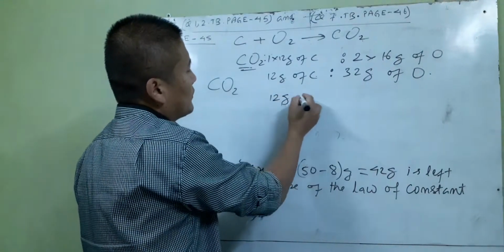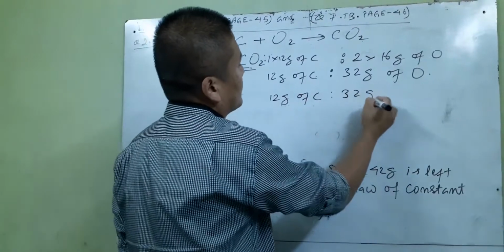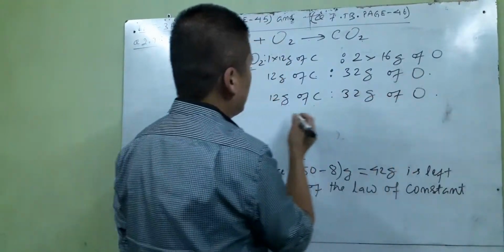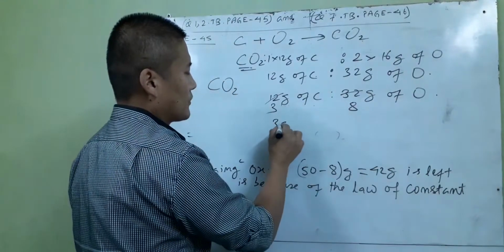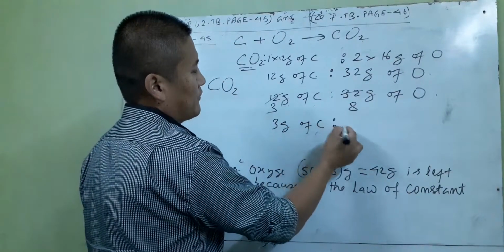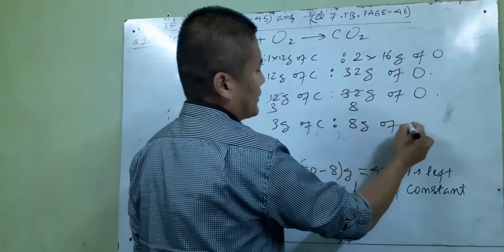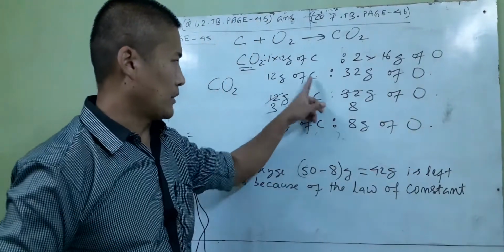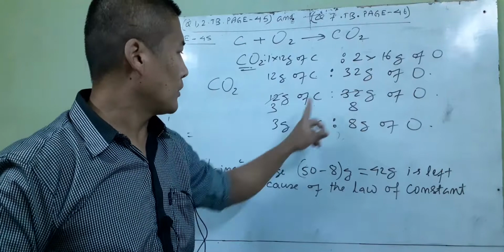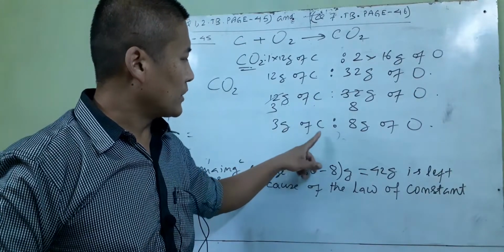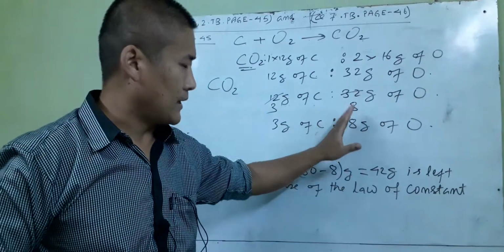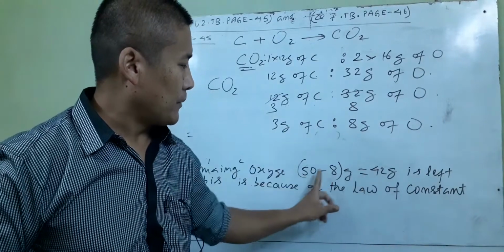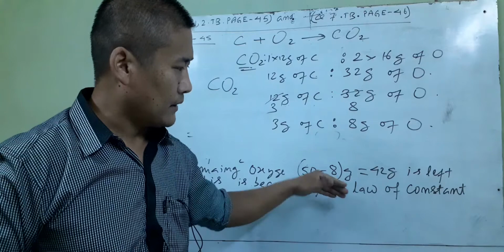Now just write once more 12 gram of carbon and 32, just to explain your numerical we did just now. 4 is going, 4 3s are 12, 4 8s are 32. See, 3 gram of carbon fixed combined with 8 gram of oxygen. That means 12 gram of carbon combined with 32 gram of oxygen. So proportionately 3 gram will combine with 8 grams. Not more than 8 gram of oxygen, not less. That's why the 42 gram, 50 minus 8, is remaining unreacted.